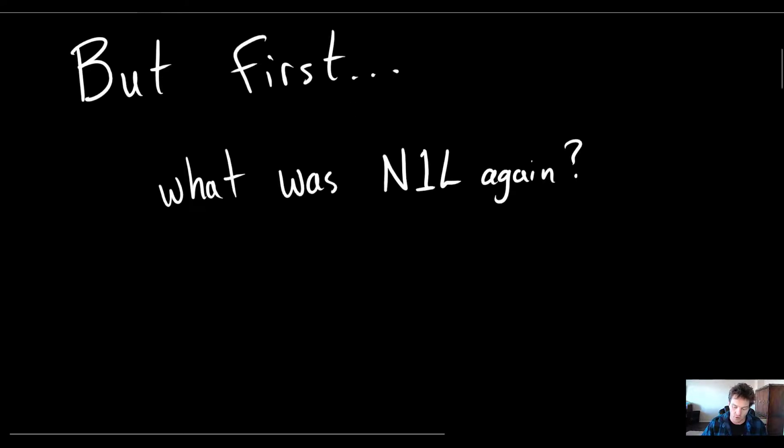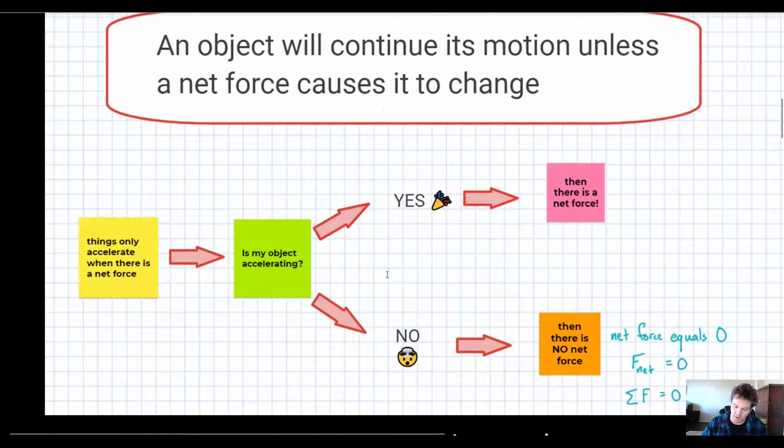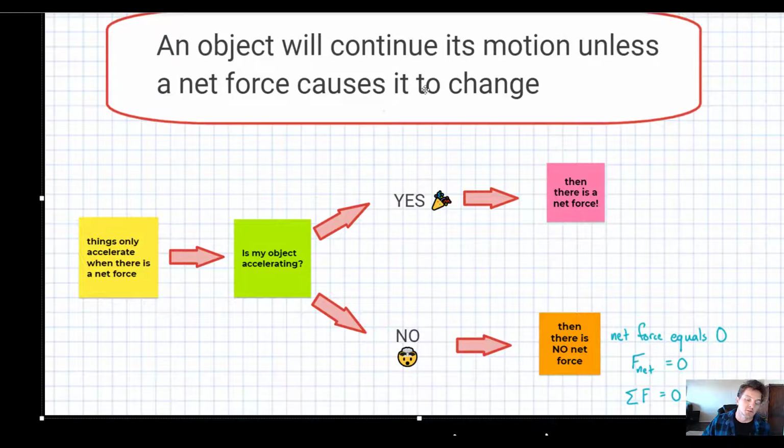But first, let's do a quick revamp of what actually is Newton's first law. Okay, so Newton's first law, here's the slide we used to talk about it in class: an object will continue its motion until a net force causes it to change. So anytime we have a net force that is not zero, a non-zero net force, that's going to make something's motion change. And by motion, remember, we're talking about velocity.